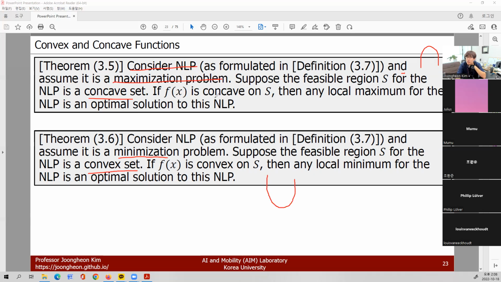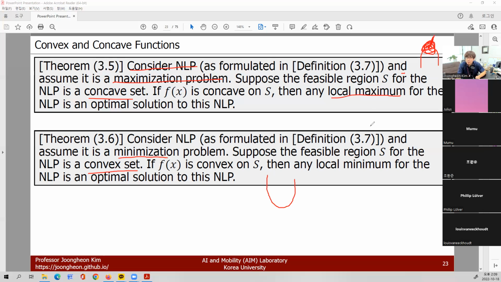And then your function is concave, and then your local maximum value here is always optimal. So you don't need to look at every single space. You don't need to look at the entire space here. Just find the local maximum, and this value is the global maximum. That is trivial, right? Because it looks like a hat. When you find the maximum one, that is the maximum in the entire space.